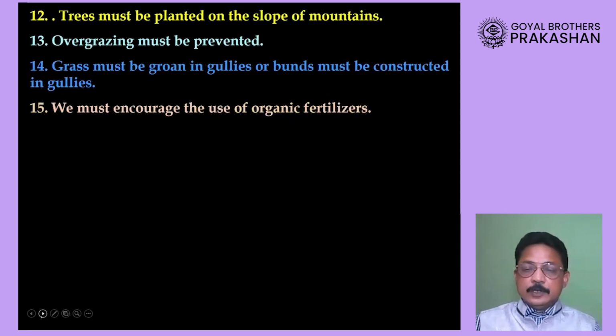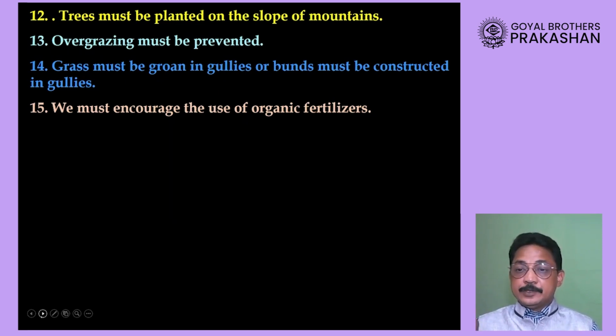Next question. Trees must be planted on a slope of mountains. Yes, students, the answer is on a slope of mountains the speed of water is faster, causing more soil erosion. Therefore, we must plant the trees because the roots of the trees hold the soil and do not allow soil to flow away.